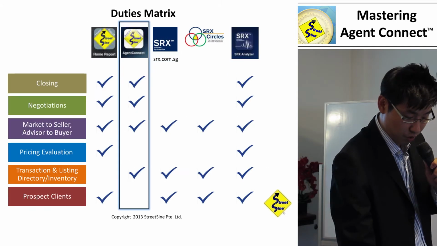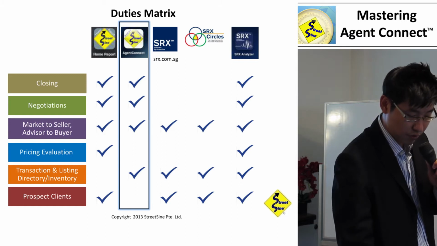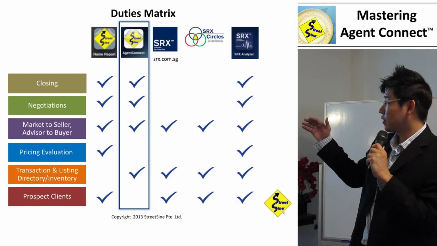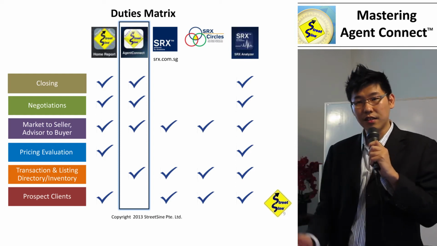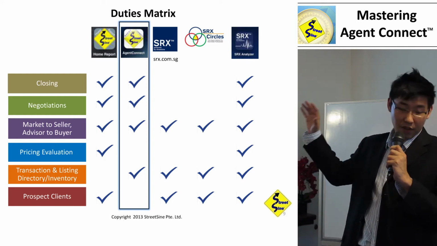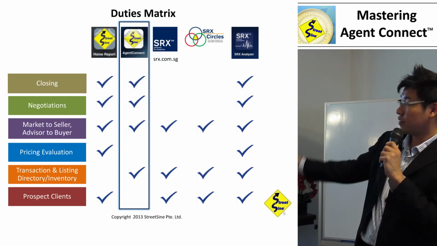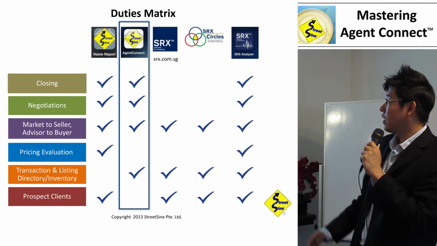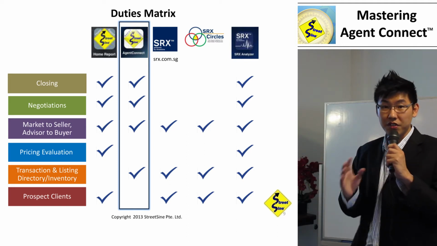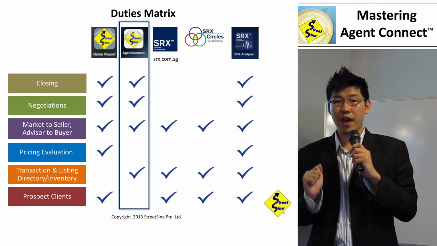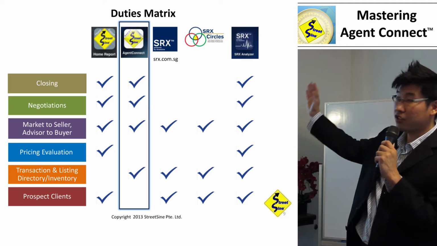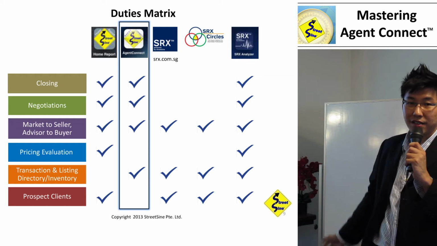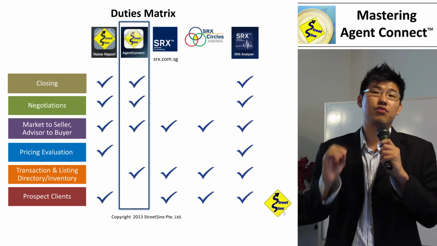Let me jump straight into the various duties that you may have. You have a lot of duties, from prospecting clients to finding transaction information, listing information, from pricing, valuations, from marketing the listings that you have, to finding the available listings for your buyers, negotiation and closing. We help you in all these aspects, and each of the products that we have, from Home Report to AgentConnect to SRX Locate to SRX Circles and SRX Analyzer, each one of them will help you in the various roles at different degrees.